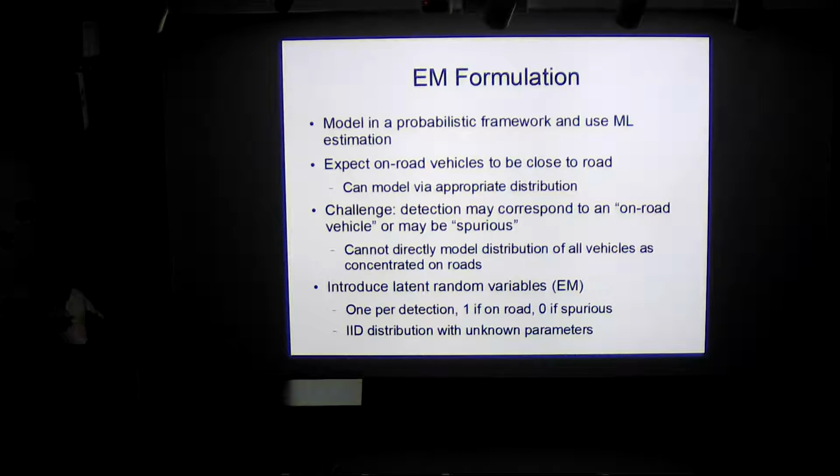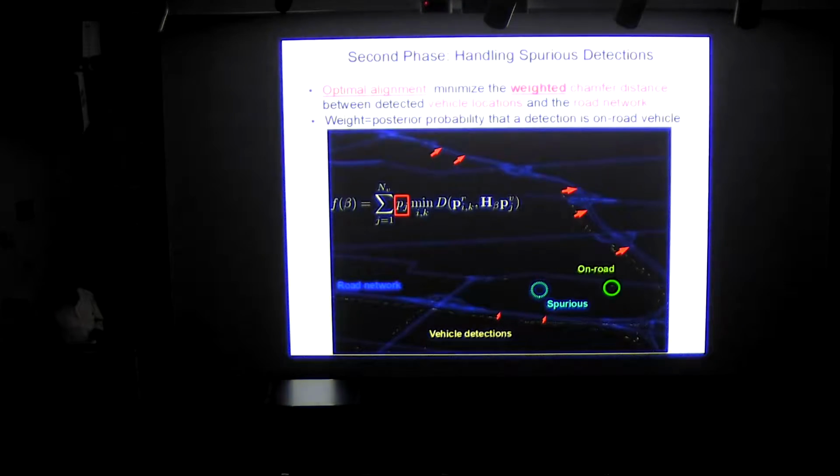We expect the on-road vehicles to be close to the road, so we can model this via an appropriate distribution. The distribution we use is an exponential fall off with distance from the road. The challenge is that a detection may correspond to an on-road vehicle or may be spurious, so we cannot directly model the distribution of all vehicles as concentrated on roads. To address this challenge, we introduce a set of latent random variables. The latent random variable is for each vehicular detection, indicating whether we think this is on the road or it's spurious. For on-road vehicle detections, the latent variable will take a value of 1, and it will take a value of 0 if it's spurious. And we assume that this distribution is IID across the vehicle detections with unknown parameters. The parameters are something which we inherently estimate from the process.